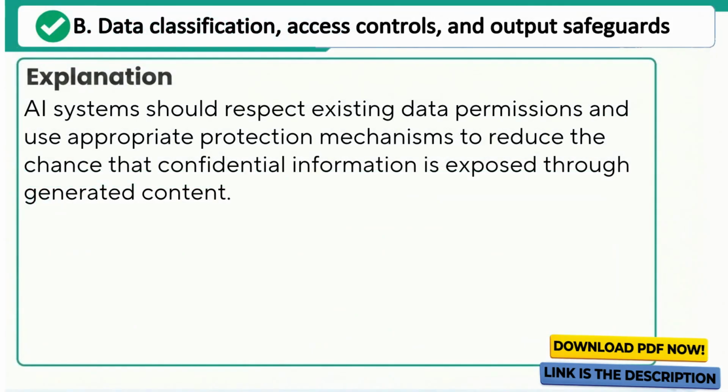Correct answer. B. Data classification, access controls, and output safeguards. Explanation. AI systems should respect existing data permissions and use appropriate protection mechanisms to reduce the chance that confidential information is exposed through generated content.